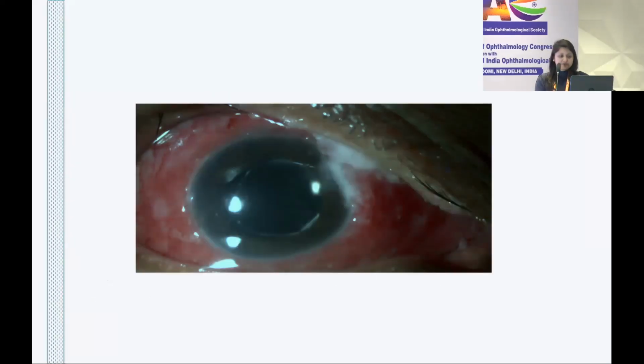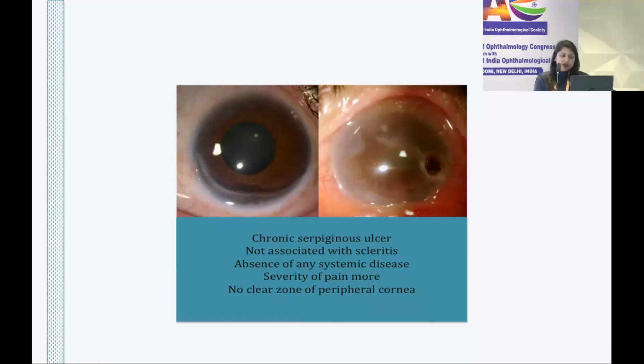presentation. It may or may not have an infiltrate, but when there is an infiltrate, a corneal scraping, like how an ulcer is scraped, is to be done. It has to be differentiated from a Moran's ulcer, which is essentially an ulcer which is like a PUK. It's more chronic, serpiginous in nature. It is not associated with scleritis. The pain in a Moran's is out of proportion to the signs. We are not able to find any systemic cause for it, and there's no clear zone of peripheral cornea.